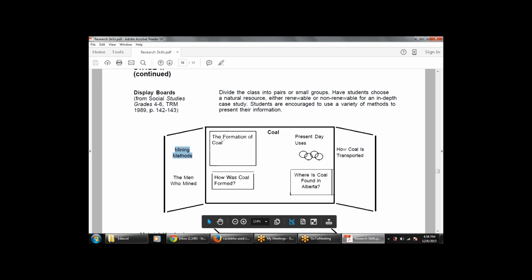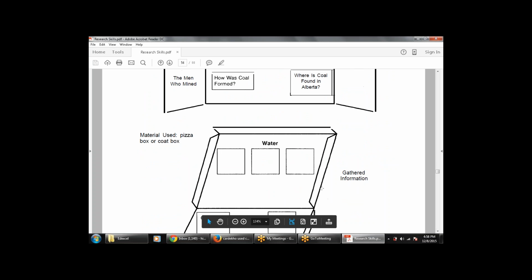This is a mining method, the form of the formation of the coal. This is the coal, then percentage users, then how the coal will be transported, then the men who mine the coal, how was the coal formed, then where is the coal found in Alberta. Then next is the material used. So whatever the material that is used, that is the material used.